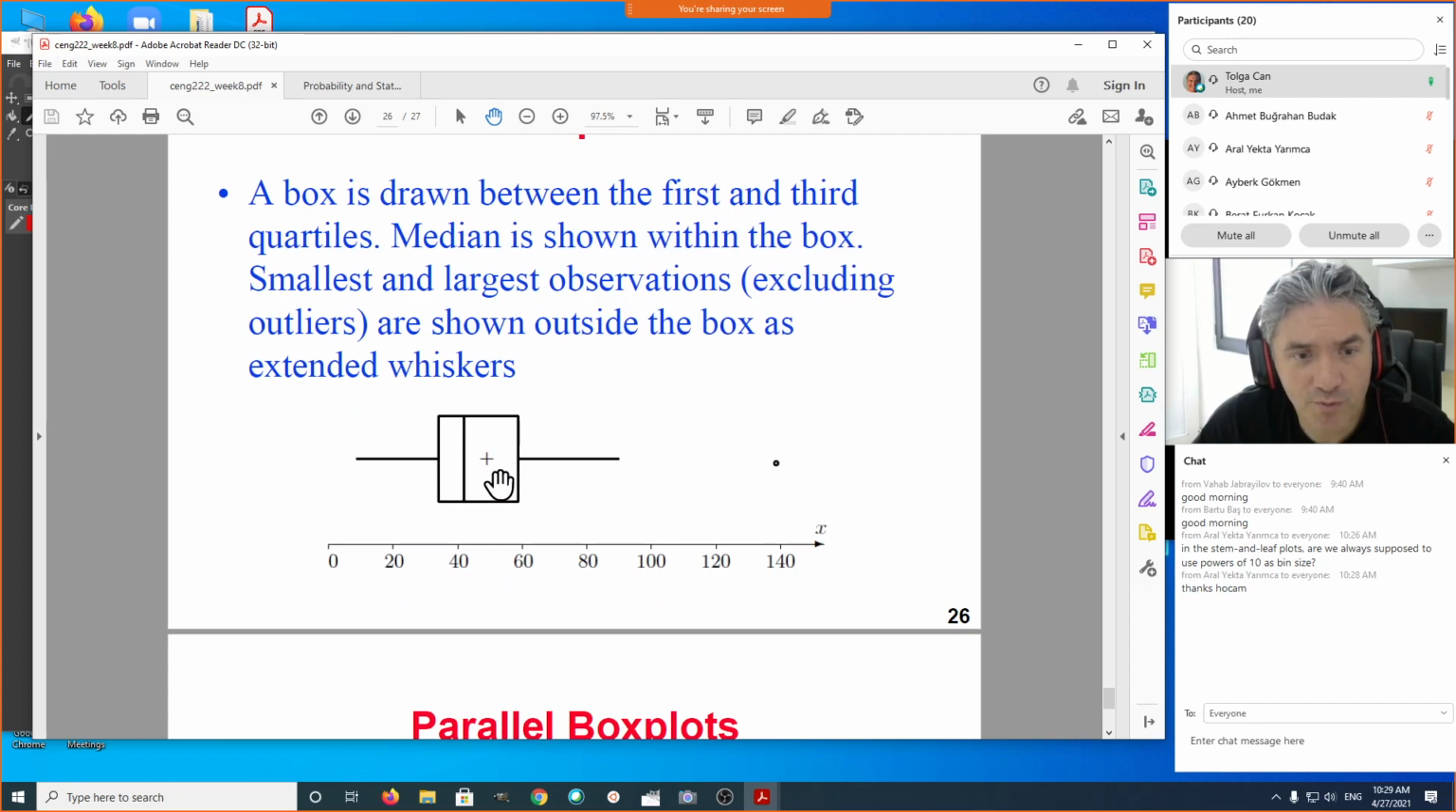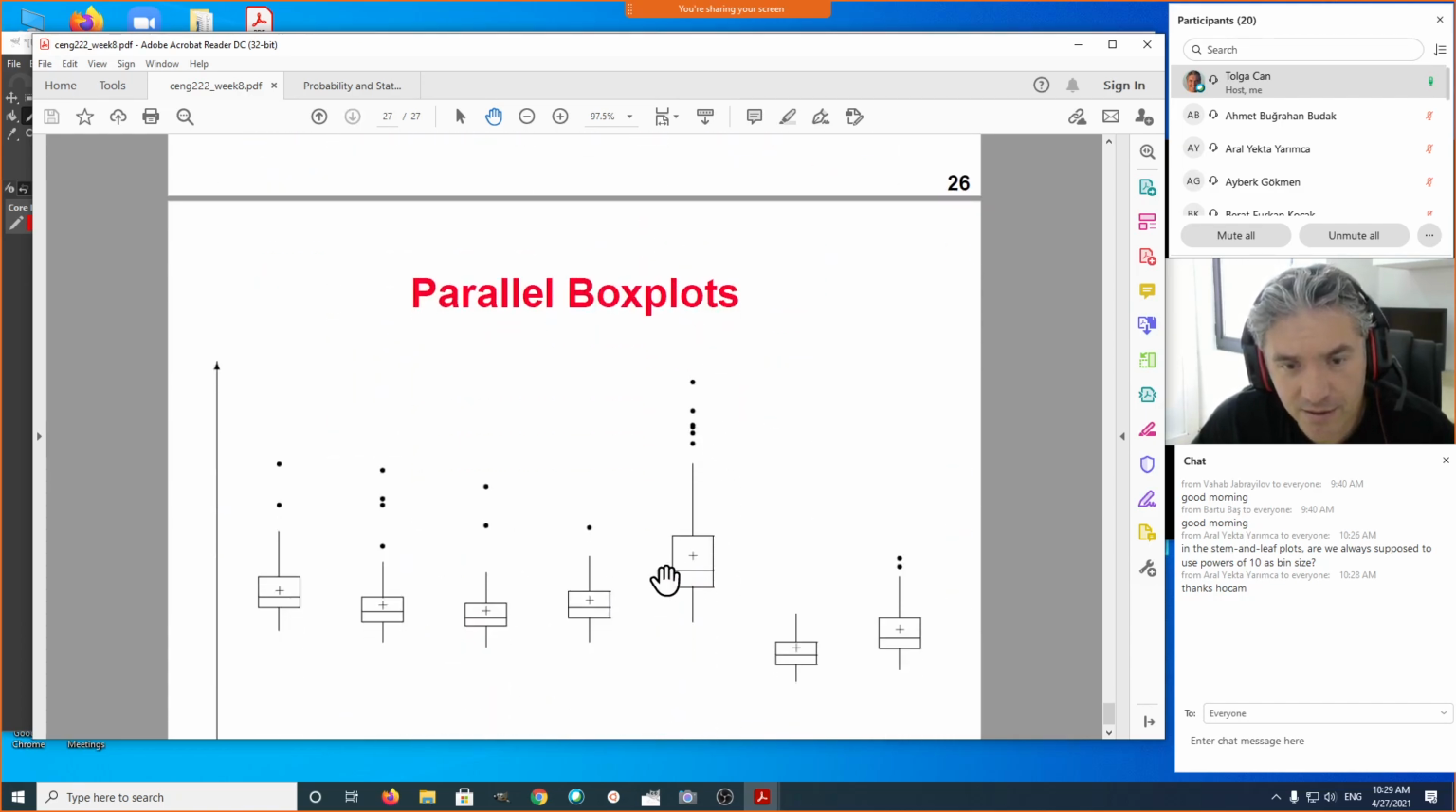The median is shown within the box. I think this is the mean. The median is the line in the box we see here.